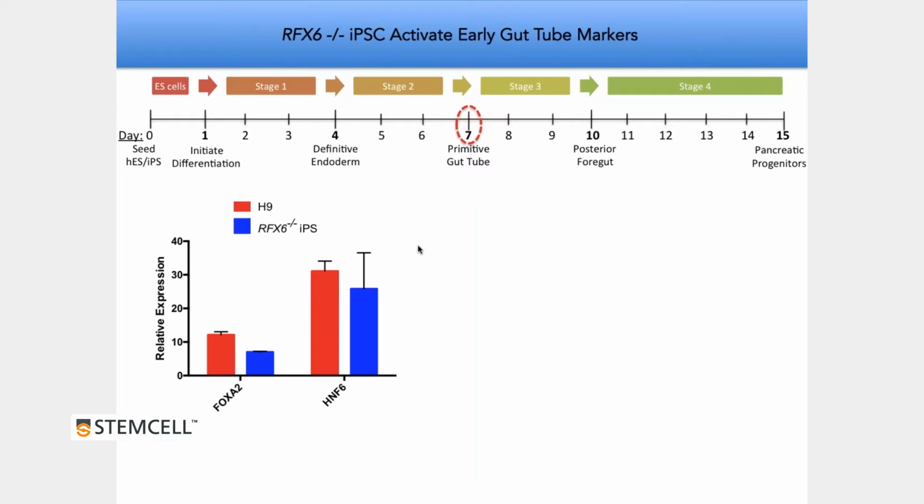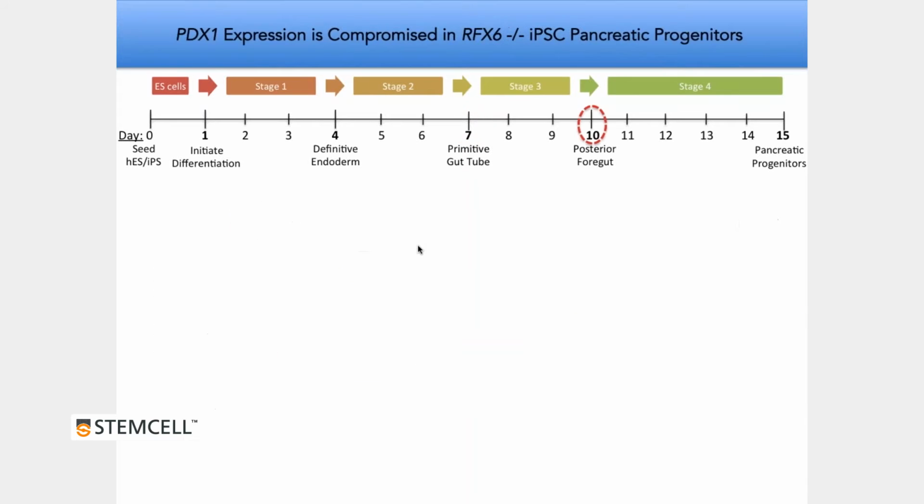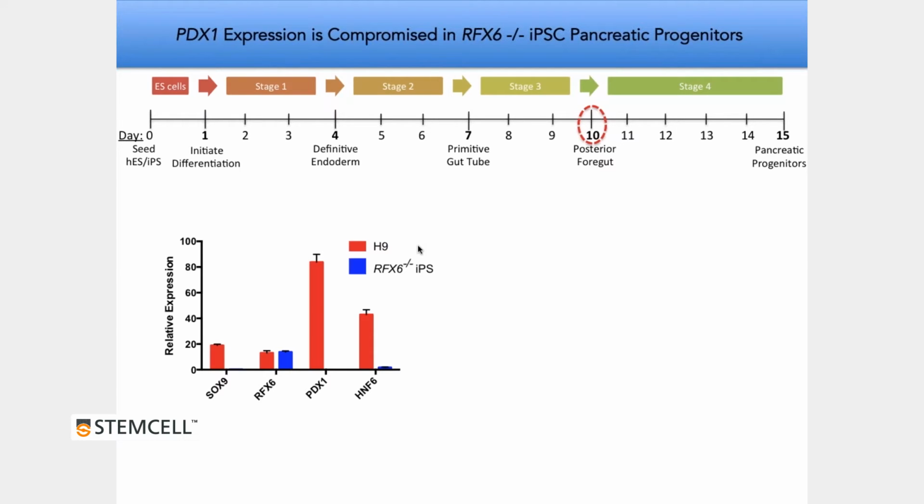Moving to day 10, however, things become a little bit more surprising. We expected, based on the studies in the mouse, that our iPS cells would differentiate to this stage and then progress further to day 15. That was not what we observed. In fact, the iPS showed collapse of SOX9 expression, collapse of PDX1 expression, and significantly diminished HNF6 expression. And this is also observed by doing immunofluorescence.